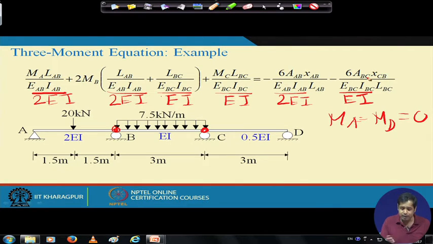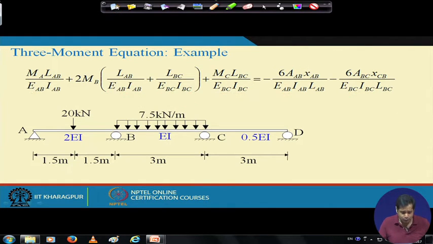So now we get two equations in terms of MB and MC. Solve them and get the values of MB and MC. Once we know the redundant forces, the rest is just to draw the free body diagram of the different parts and apply the equilibrium conditions.